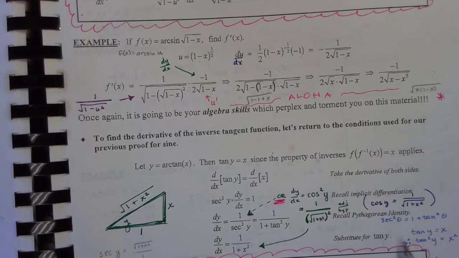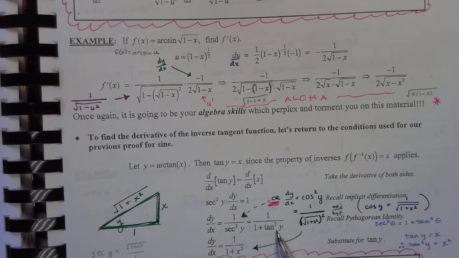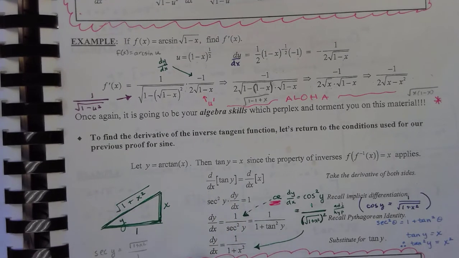Let's remember that secant squared theta is 1 plus tangent squared theta. So secant squared of y can be written as 1 plus tangent squared of y. And I know that if the tangent of y is x, tangent squared of y is x squared. So really neat thing, the derivative with respect to x of tangent y is 1 over 1 plus x squared. So we've just proven that the derivative of arctan x is 1 over 1 plus x squared.